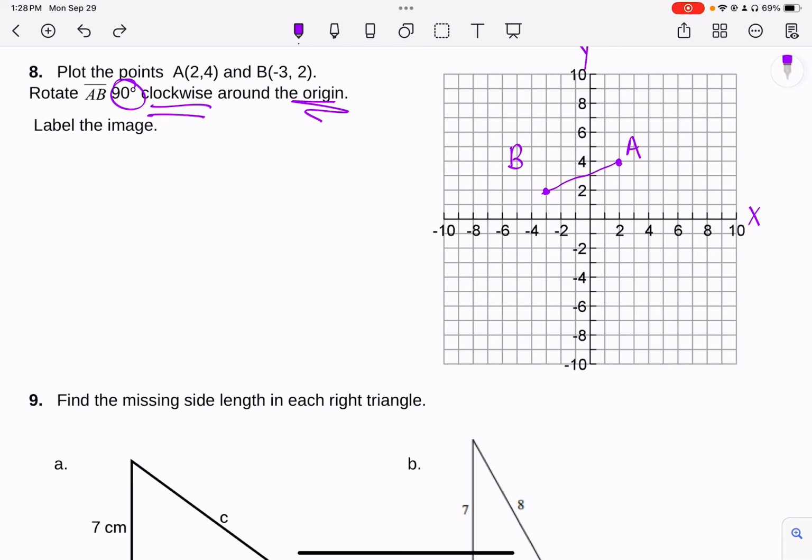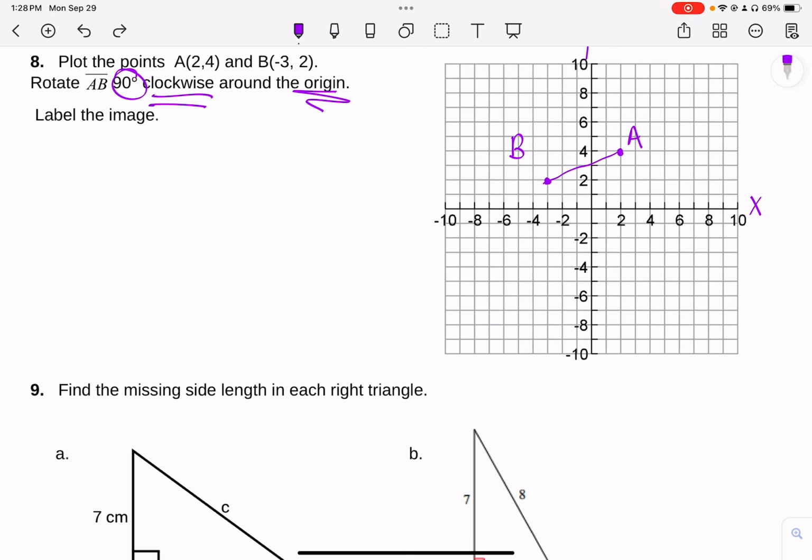And then your point should end up here, (2, 3) for B prime, and then A should be (4, -2), A prime. So you'll just want to make sure you get that on there. You don't have to actually draw anything. This extra space here is just because the graph is big.